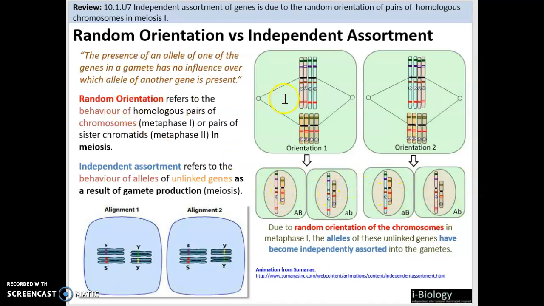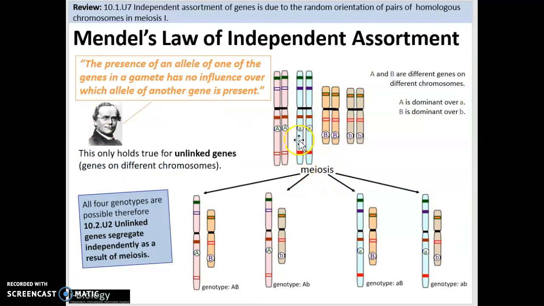So you've got random orientation of how these orient themselves during metaphase 1, and once they have sorted, you've got the independent assortment. That refers to the behavior of alleles of unlinked genes. Let's give an example of what I mean by unlinked genes. You see these are on different chromosomes. So A and B are not on the same chromosome. If they were linked, they'd be on the same chromosome, but they're not.